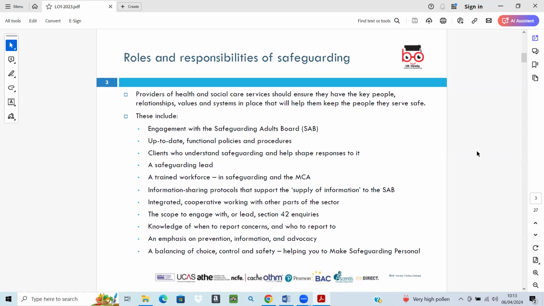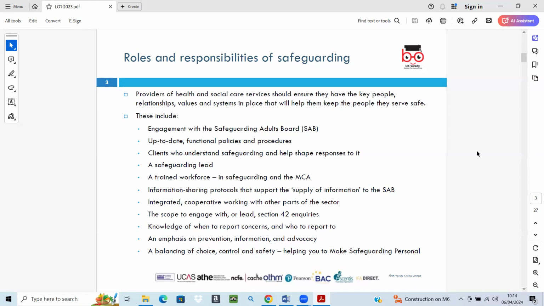With this slide, we can say that there is engagement with the safeguarding adult board. We call it a SAB, a Safeguarding Adult Board. Health and social care providers must actively engage with the local safeguarding adult board, and these boards help coordinate and ensure efficiency of safeguarding across different organizations.